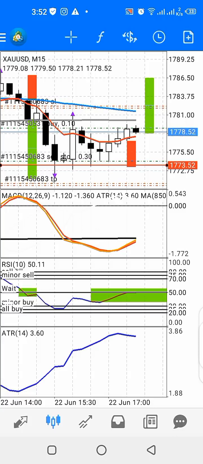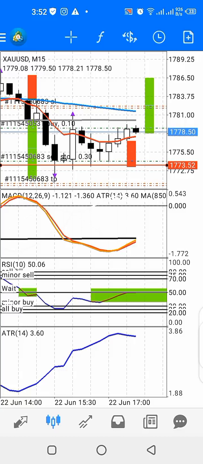But if the ATR line, the blue line on indicator window 3, that's the lowest window, is tilting upwards and you have a buy signal on indicator window 1, and you also have a buy signal on indicator window 2, that alignment is your confirmation that you can enter a buy trade confidently.